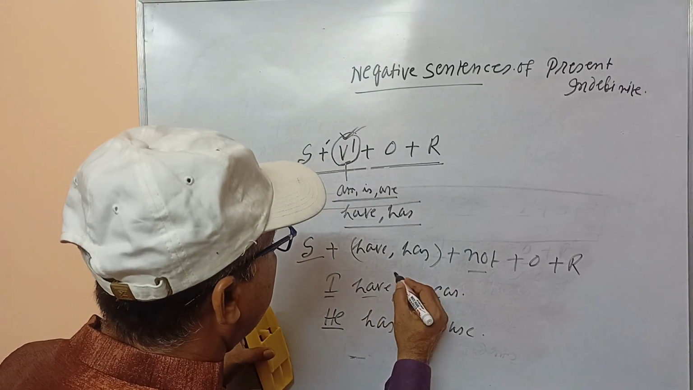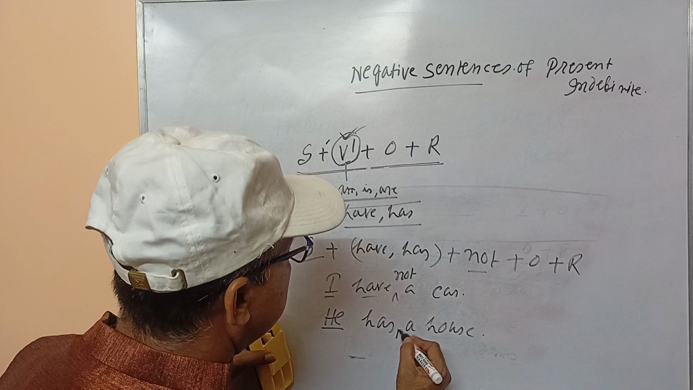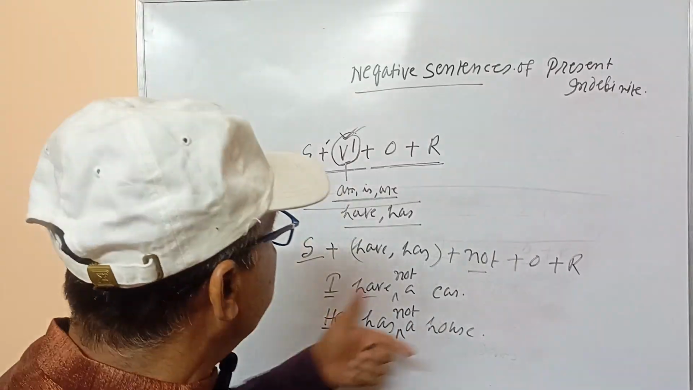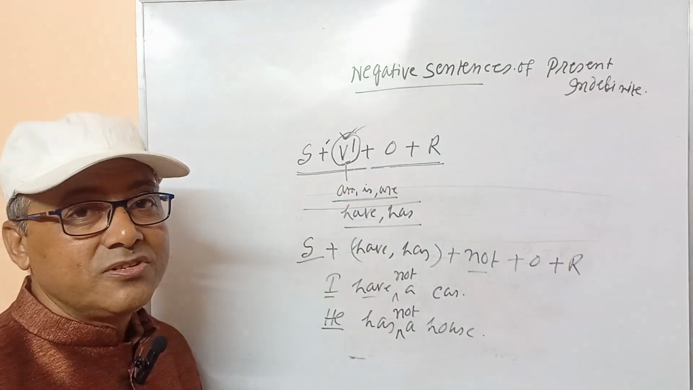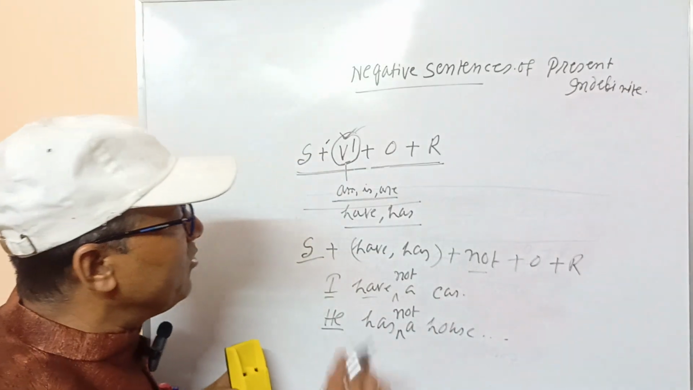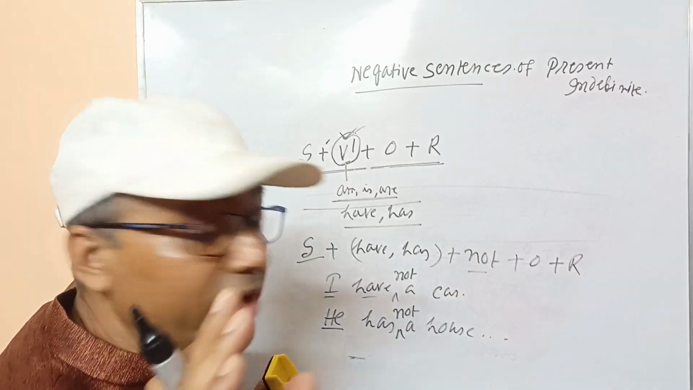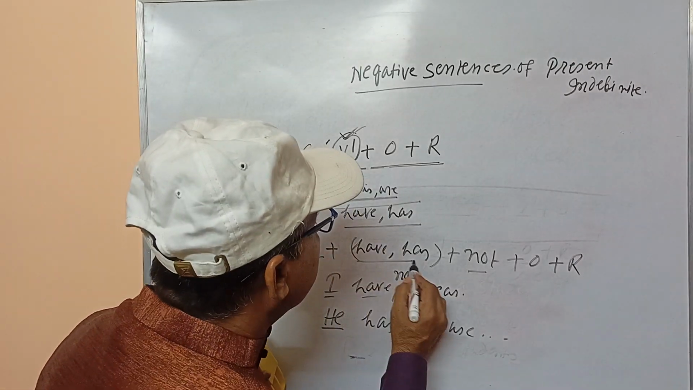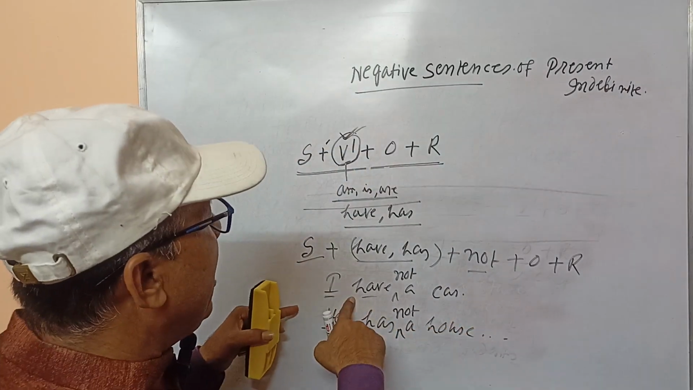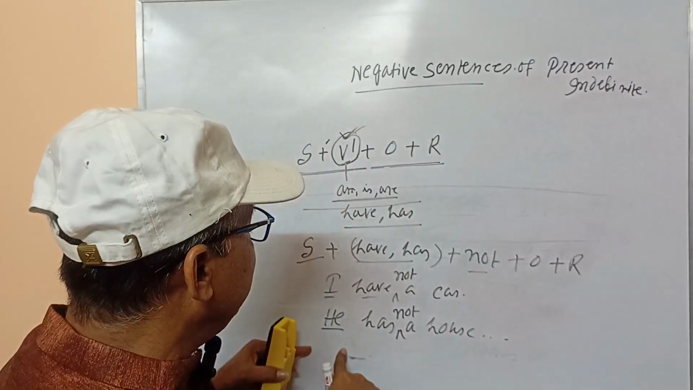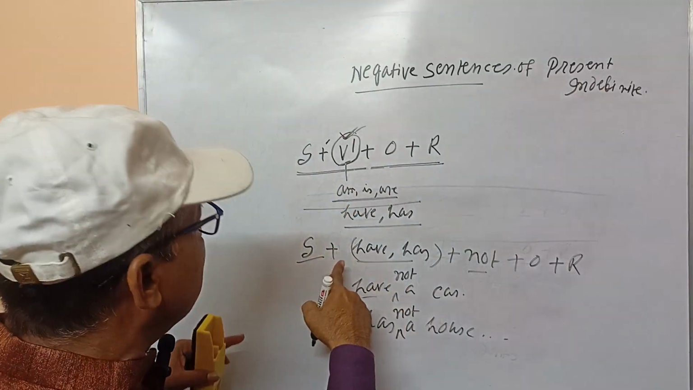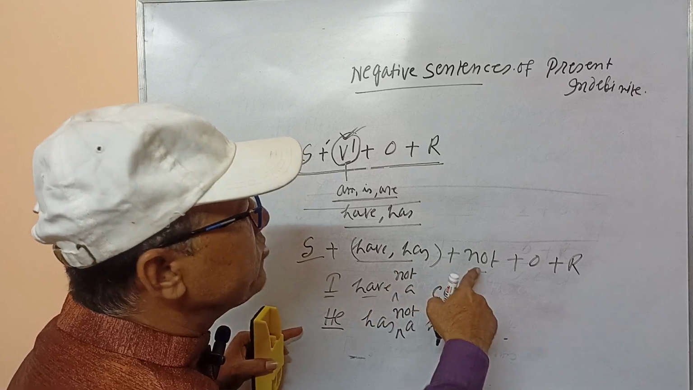I have not a car. He has not a house. He has not a house in Kolkata if you want to increase. So if you want to make negative sentences, just after have, has, you should use not. In this way, I have created: I have not a car and he has not a house. Right? Just after have, has, you use not.